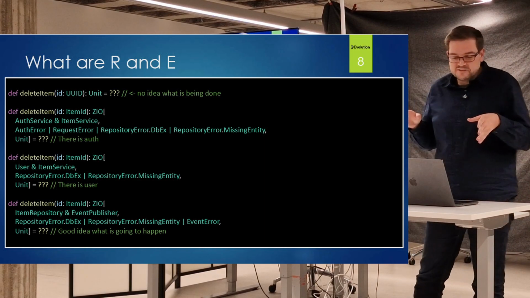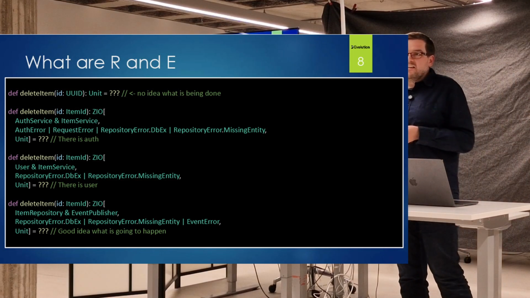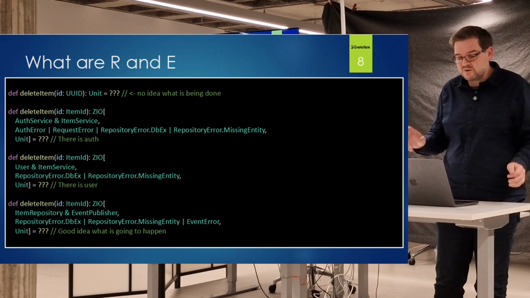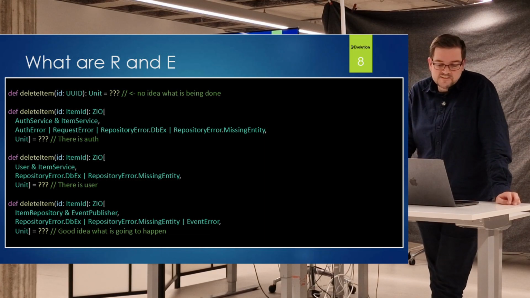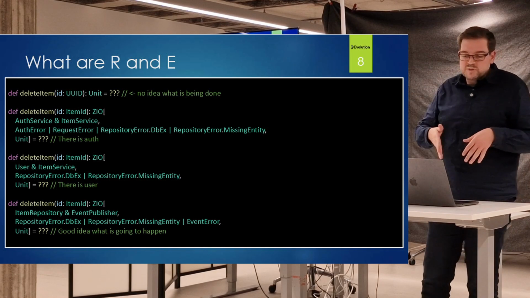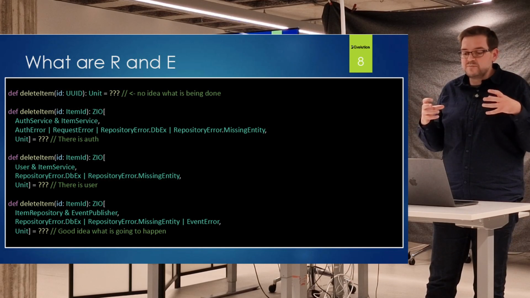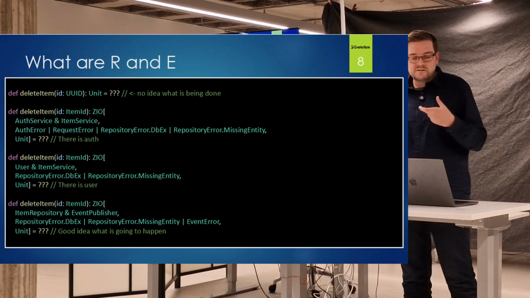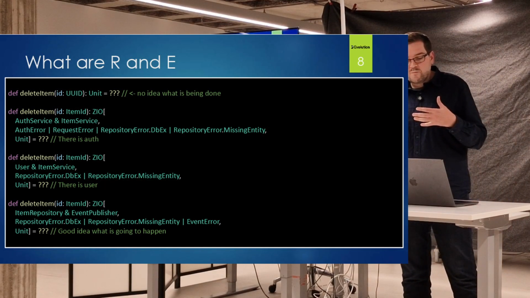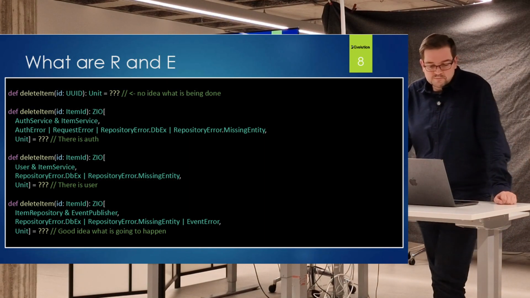So if you look at those four functions, the first one tells you almost nothing. It's a UID that goes into unit. And unit could be printing a line like hello world, or just returning unit. It could be so many things. And then on line 2, you kind of start seeing things. So there is an Auth service, and the ampersand is an intersection type, and the pipe is like an untagged union type. So you're essentially constraining your environment to be capable to do authentication and stuff on the item service or Auth service. And then you have some possible number of errors. So an auth error, request error, and some kind of repository errors.